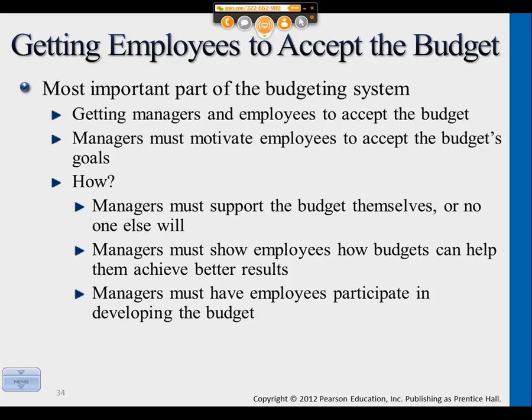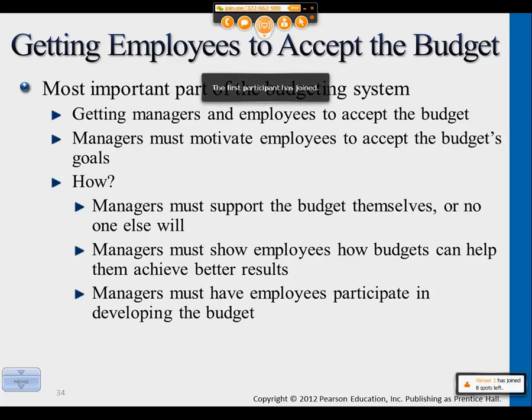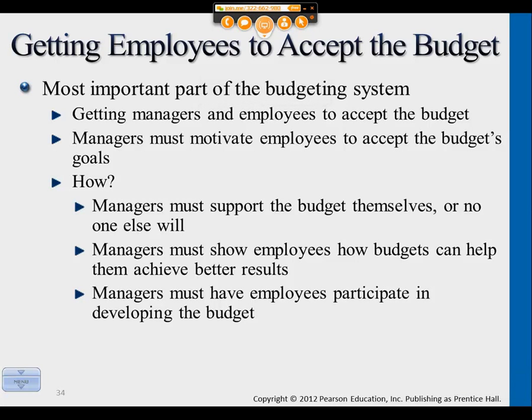Okay, so what is the most important? The most important is getting managers and employees to accept the budget. Managers must motivate employees to accept the budget's goals, right? Not to question it, but to actually accept it. How can they do that? There are a couple of ways. Managers must support the budget themselves, right? They need to believe, they need to understand the numbers, and managers must show employees how that budget can help them achieve goals, and participate in developing the budget, right?